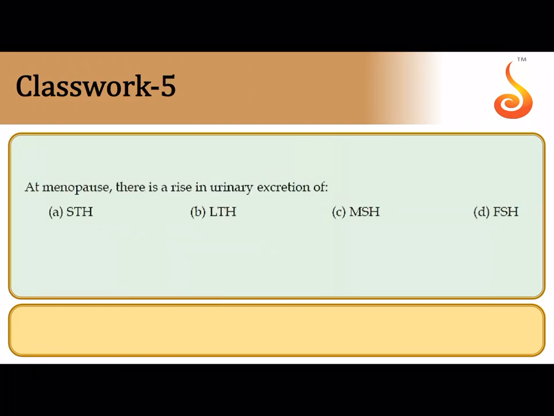At menopause, there is an increase in urinary excretion of follicle stimulating hormone. Now why is there increased urinary excretion? Because during menopause there is no menstrual cycle, there is no estrogen and progesterone, so the pituitary gland tends to start producing excess amounts of FSH, and as a result it shows up in the urine for a temporary period in a menopausal woman. Okay.